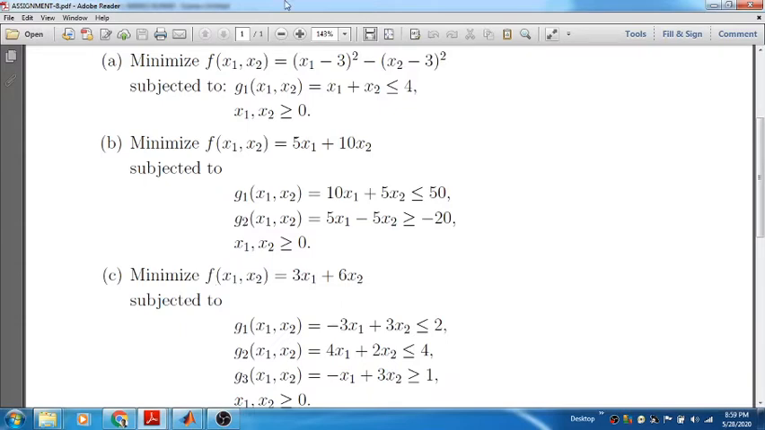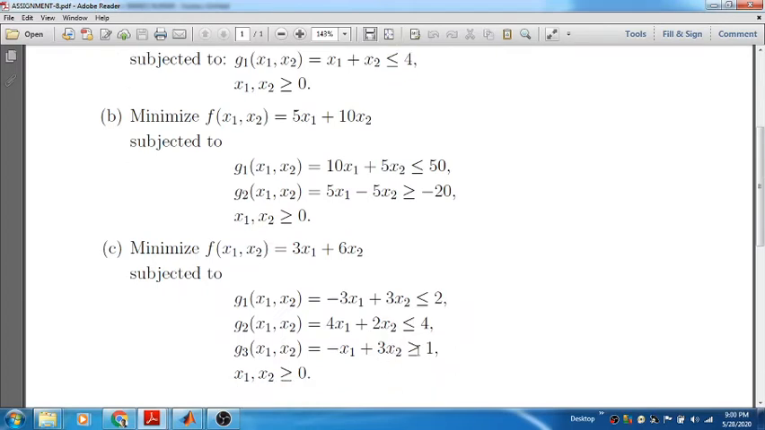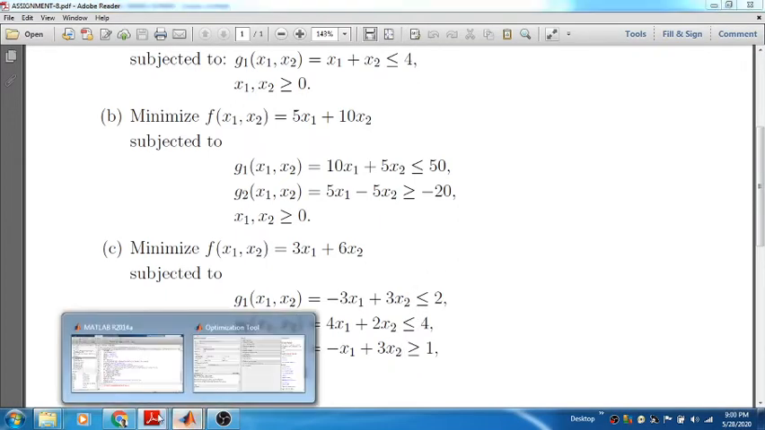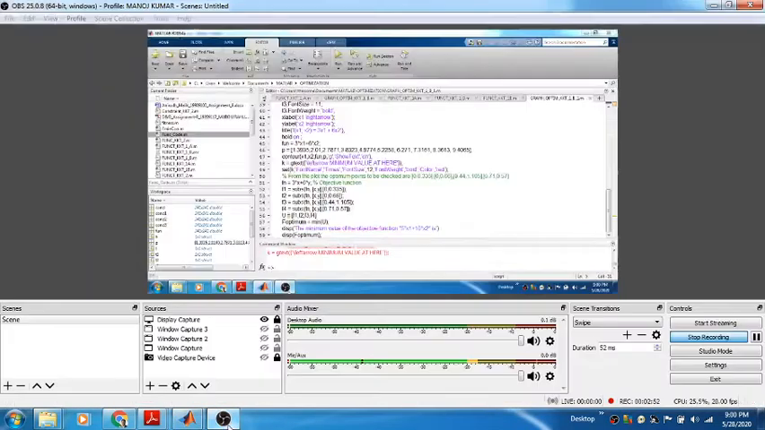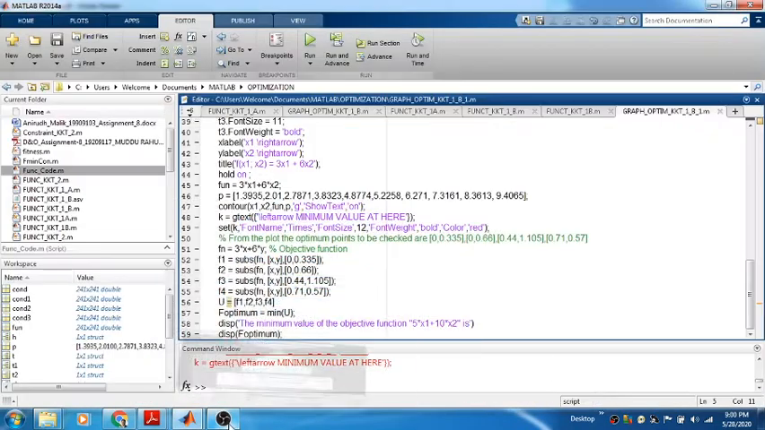If you see g1, that function is less than 2, g2 is also less than, but here g3 is greater than. So you have to make it a less than so that you can easily solve it. You can keep everything the same way, as less than. So let's do it first with the help of this code.